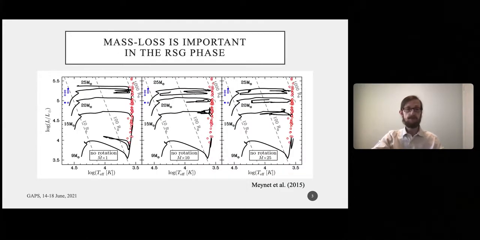Jumping right in, mass loss is a very important property of red supergiants, as can be seen from the stellar evolution tracks computed and published by Meynet et al. in 2015, where varying the mass loss on the red supergiant branch changes not only which stars end their lives as red supergiants, but also the paths that they take to get there.